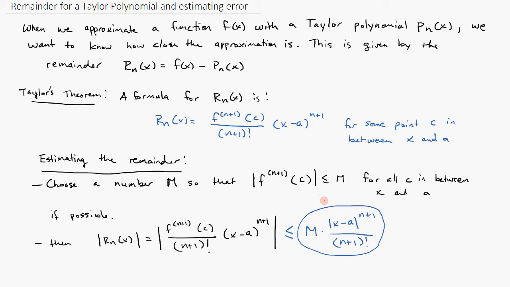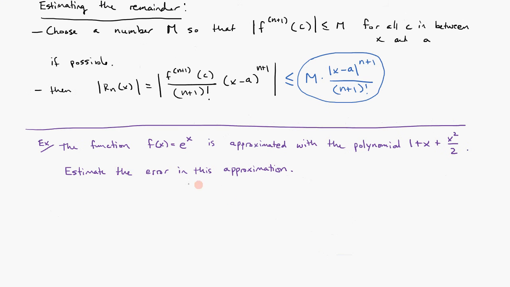Okay, so let's take a look at an example. Suppose we have the function f of x equals e to the x, and we approximate it with this polynomial here. Now what we want to do is estimate the error in this approximation. We want to estimate it on the interval from minus 2/3 to 2/3. So we use the Taylor remainder to estimate this approximation.